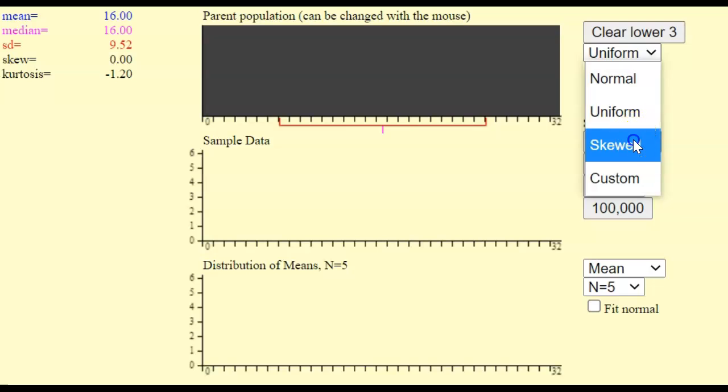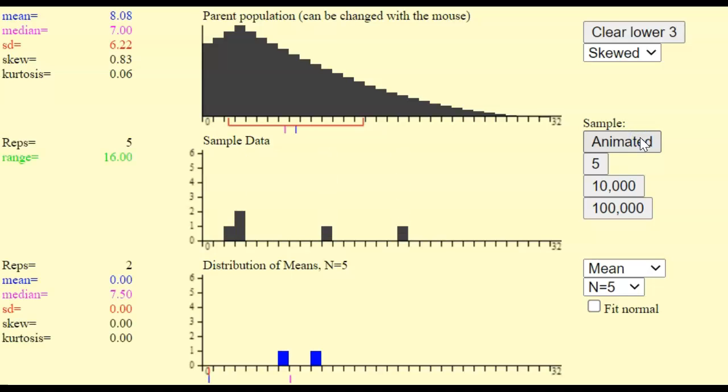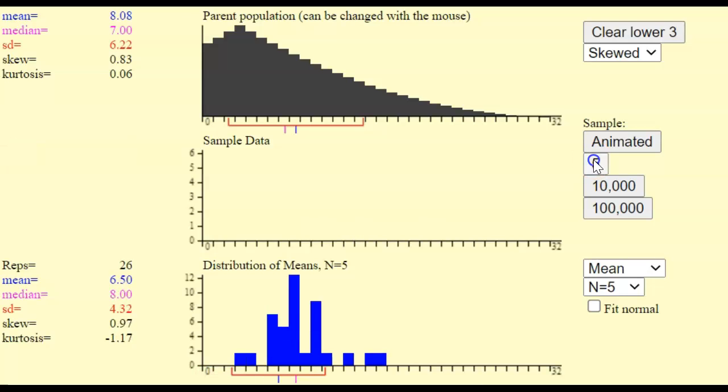Let's check out a different one. Let's say it's skewed. I take an average from here. Notice now my mean is 8.08, median 7, standard deviation 6.22. I'll keep on going. What shape do you think this is going to end up being? This is going to be interesting. Let's go 5 at a time and make this a little bit faster.